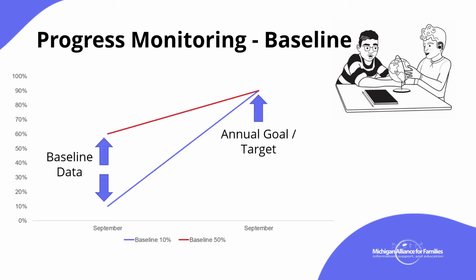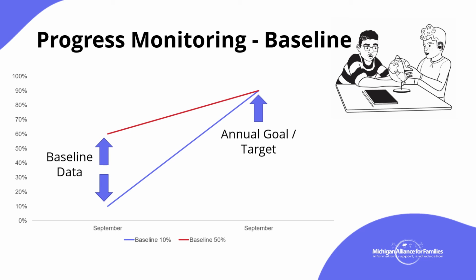Why does the baseline data matter? I have two lines on the screen now. We added a red line. The red line is if the student, we're going to say her name is Luna, Luna can do the skill 50% of the time, and the goal is for her to do it 90% of the time by the end of the year. The purple line, Luna can only do it 10% of the time, and the goal is still for her to do it 90% of the time by the end of the year. Either of these could be completely appropriate goals depending on her present level and what the skill is and where we're headed.